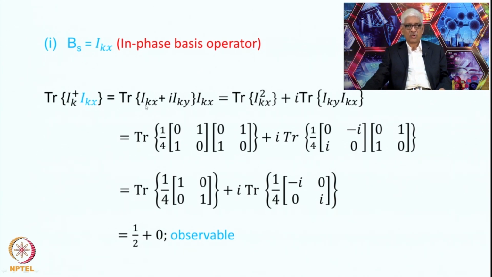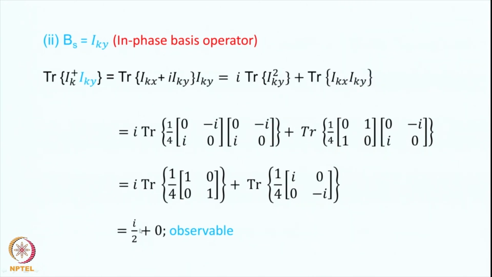So Ikx you know is half times the matrix 0 1 1 0, and therefore if I take a square of this, I get 1 by 4 times 0 1 1 0 times 0 1 1 0, plus i times the trace of 1 by 4, where Iky is half times 0 minus i, i 0, and Ikx is again half times 0 1 1 0. So what is the trace of this? Trace is the sum of the diagonal elements. The first term gives me half, since 1 plus 1 is 2, and the second term gives me 0. Therefore this is observable because this is non-zero. So this basis operator is observable.